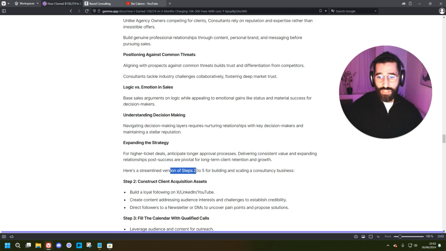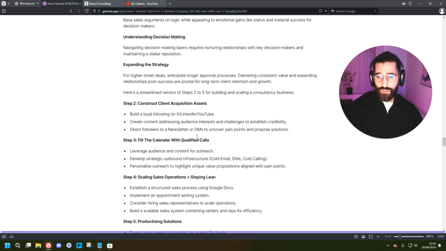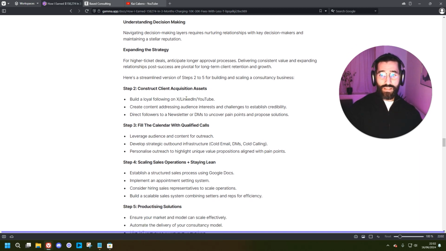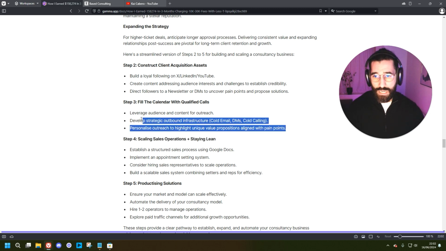So here's a streamlined version of steps 2 to 5 for building and scaling a consultancy business. First things first, construct client acquisition assets, okay? Build a loyal following on X, LinkedIn, and YouTube. Create content addressing audience interests and challenges to establish credibility. Direct follows to a newsletter or DMs to uncover pain points and propose solutions. Step 3 is fill the calendar with qualified calls. Leverage audience and content for outreach. Develop strategic outbound infrastructure, cold email, DMs, cold calling. Personalize outreach to highlight unique value props aligned with their pain points.